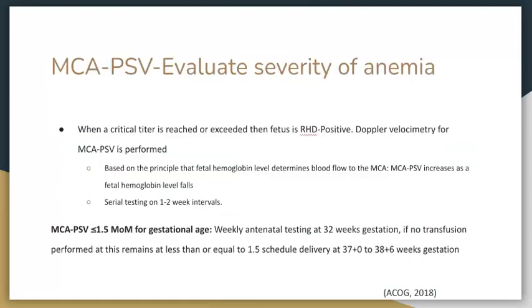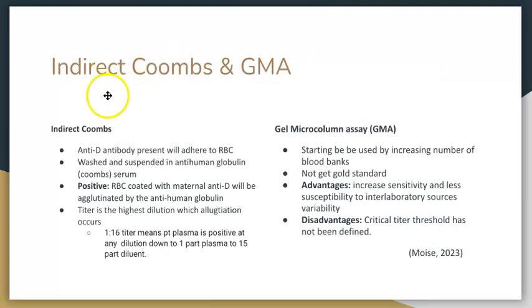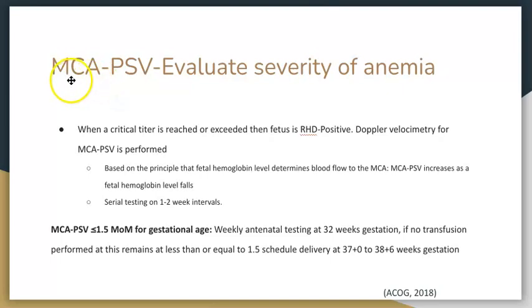Now, when your indirect Coombs test does reach that critical value, the next step would be the MCA-PSV, and this evaluates the severity of the anemia. Essentially what this test looks at is the fetal hemoglobin level as determined by the blood flow to the MCA. And this increases as the fetal hemoglobin level falls. And so usually serial testing is done every 1 to 2 weeks.